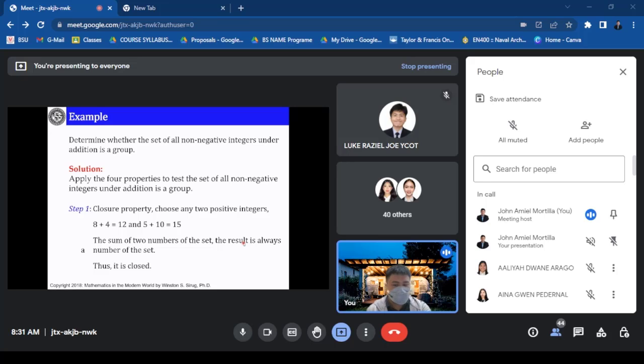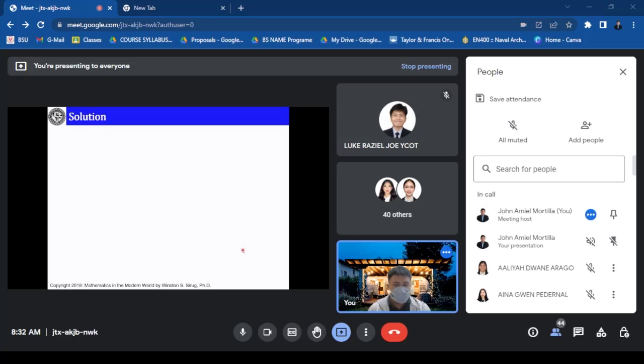So, Tagalogin ko. Dahil ang result niya is always ito ang sagot. So, 8 plus 4, kahit saan ka magpunta, ang 8 plus 4 is equals to 12. Kahit saan ka magpunta, ang 5 plus 10 is equals to 15. Ito yung sinasabi dito. So, kaya siya tinawag na closed. Hindi mo na siya ma-influence, hindi mo na siya mababago.